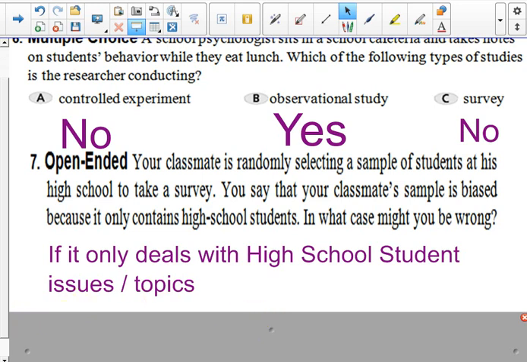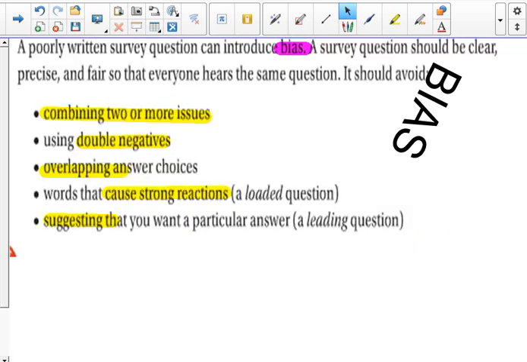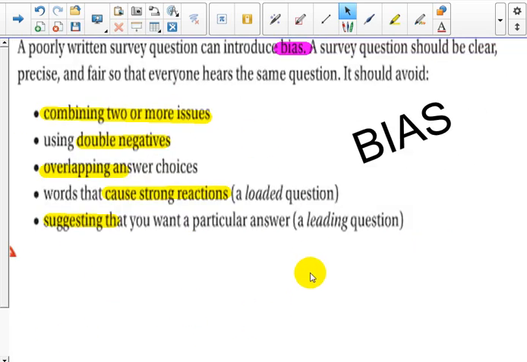Okay, flip it over on the back. Make sure you're filling this in as we go. Now let's talk about bias. Bias is bad. We do not want bias in our surveys. So a poorly written survey question can introduce bias. A survey question should be clear, precise, and fair, so that everyone hears the same question.